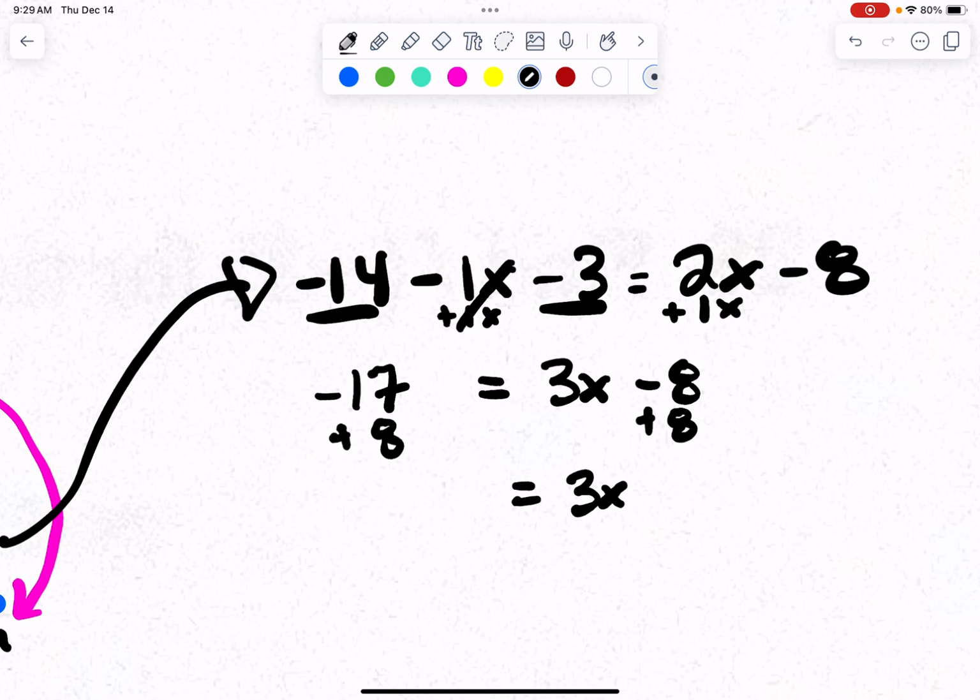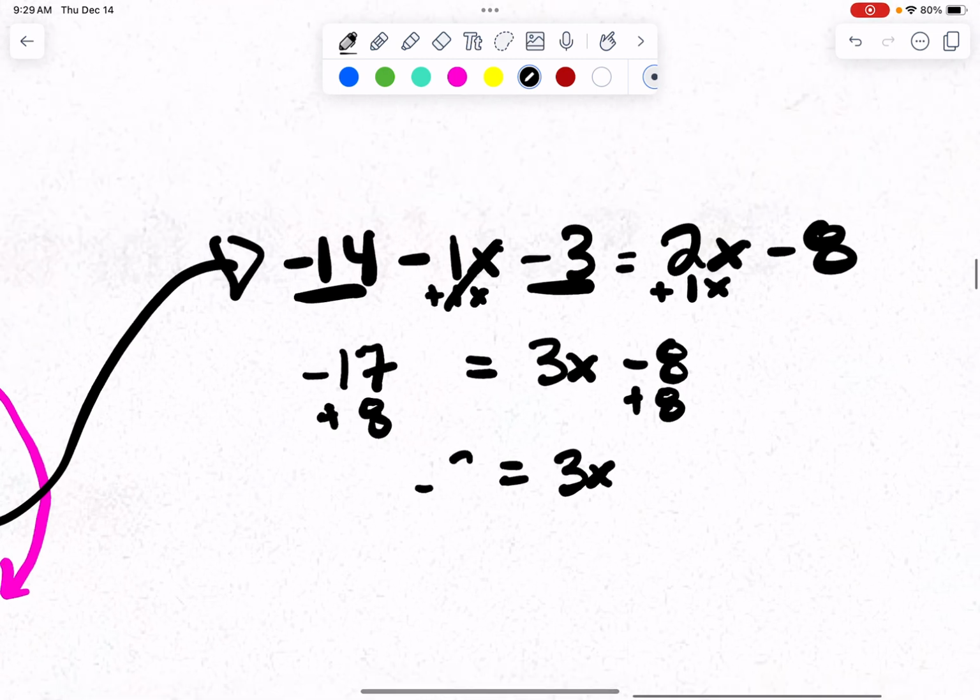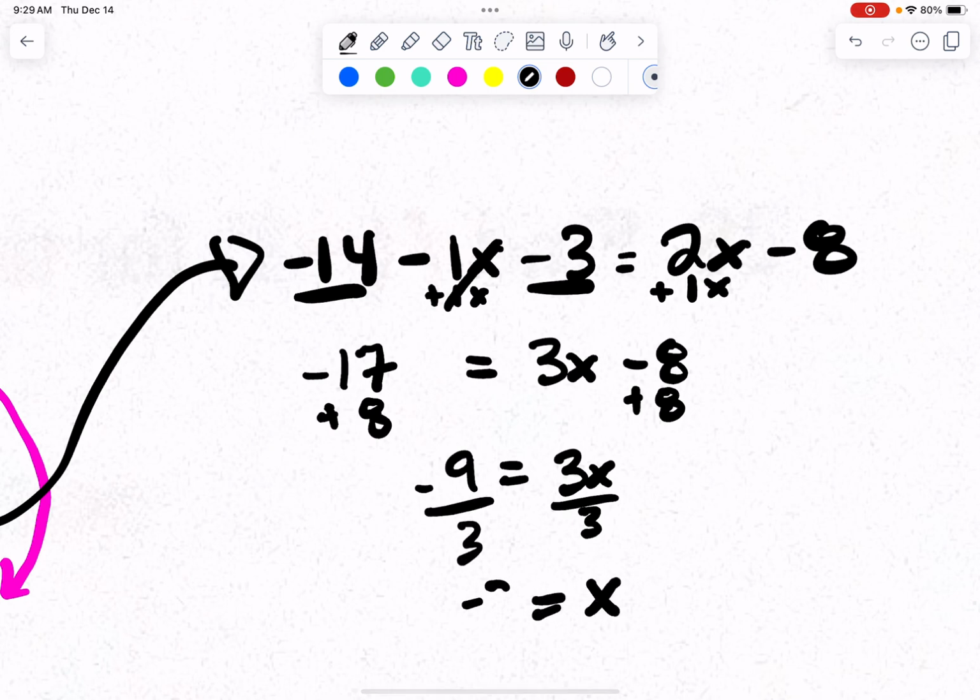Negative 17 plus 8 is negative 9. And if I divide by 3, x equals negative 3.